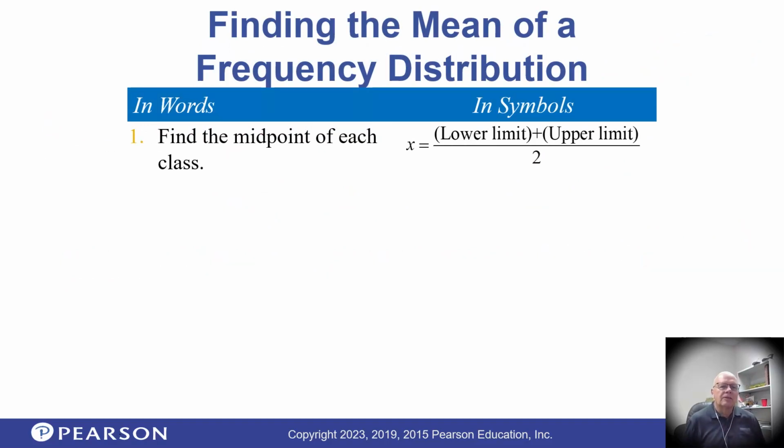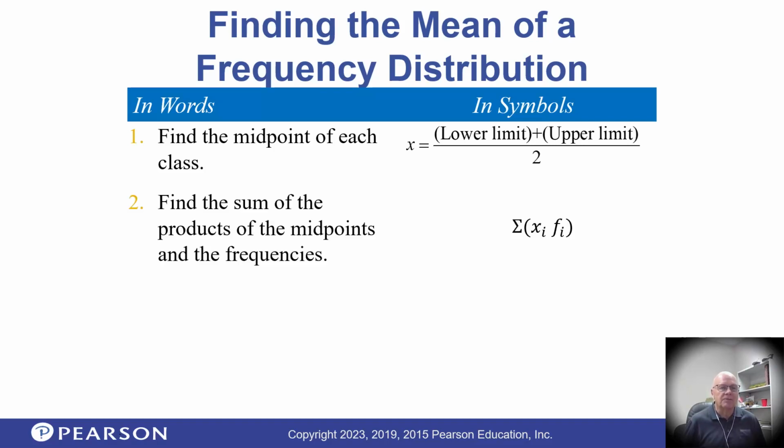So here's a list of things you need to do in each order. First of all, find the midpoint for each class. You can't multiply until you find the midpoint.